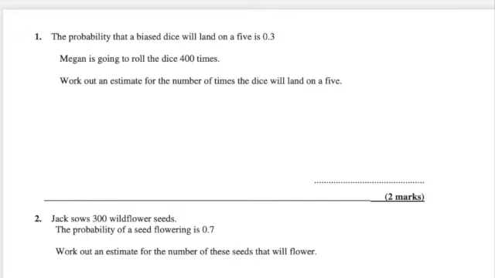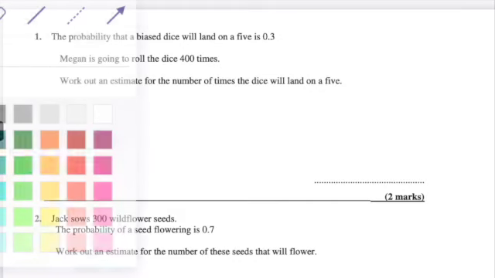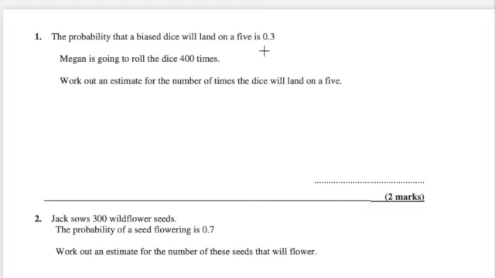So starting off with question 1. This is a very basic one you get right at the beginning. It's to do with a probability of a biased dice, and you have to pay attention that it's biased. Therefore, not every single probability that it will roll on each number is the same. The probability it will land on 5 is 0.3, and it's going to be rolled 400 times. Work out an estimate for the number of times the dice will land on 5.